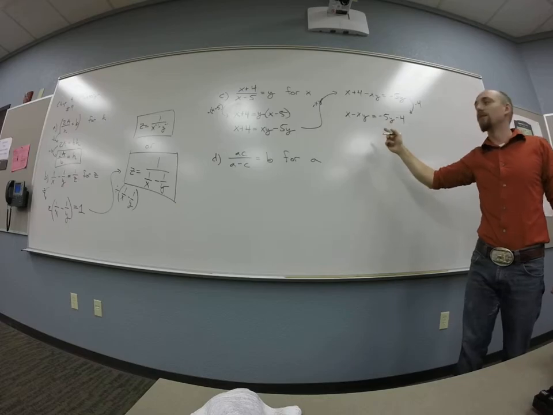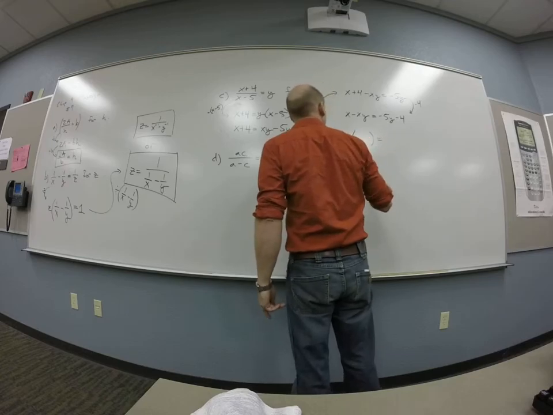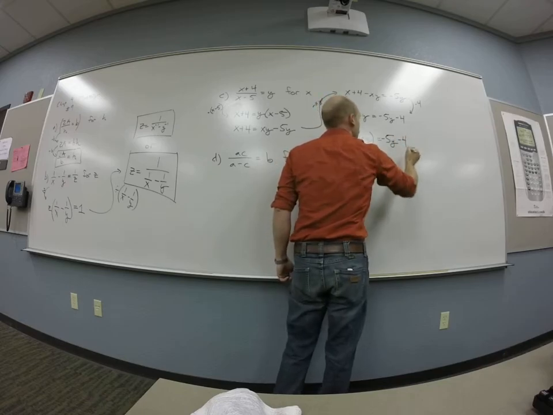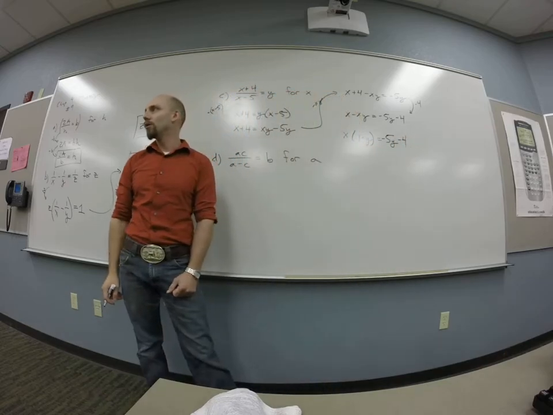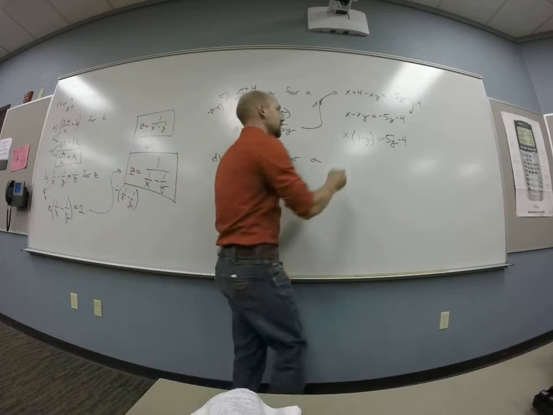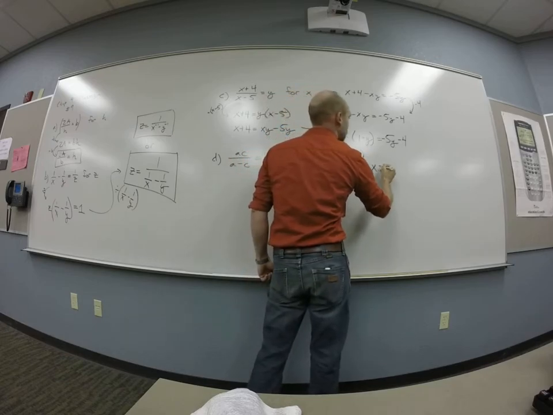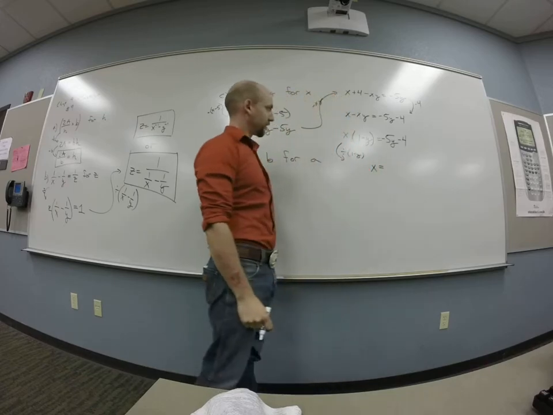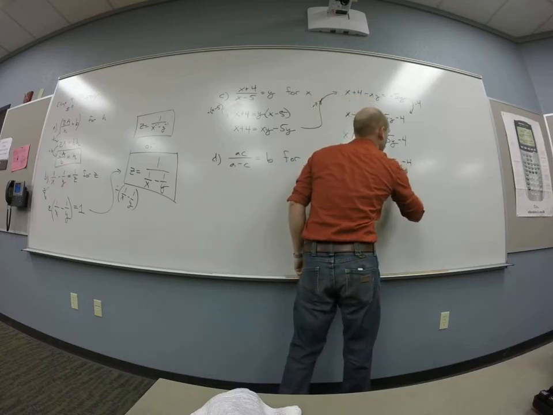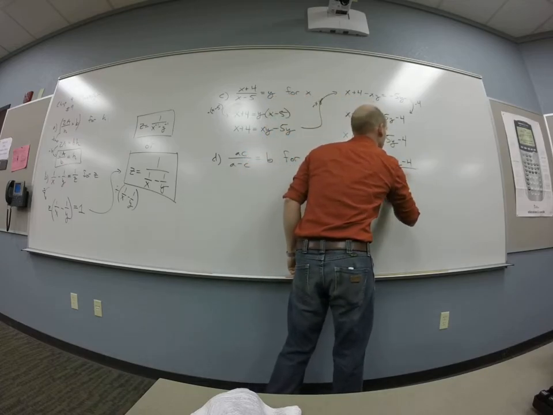You guys see that? So I factor an x out of this. So what am I left with? A 1 minus y, and that's equal to negative 5y minus 4. So then what do I do to both sides? Divide by 1 minus y. Yeah, divide by the stuff that's multiplied by x. So I'm dividing by 1 minus y here. I'll get x is what? Negative 5y minus 4 over 1 minus y.